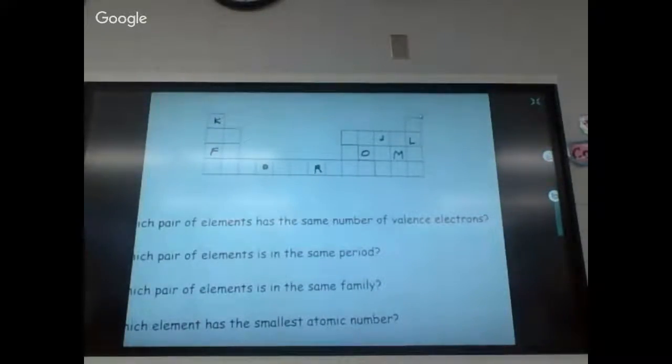So in question 1, it says, which pair of elements has the same number of valence electrons? What do they have to have in common to have the same valence electrons? Same group. So, which letters have elements in the same group? So you would write K and F for your answer. Okay? Does that make sense?